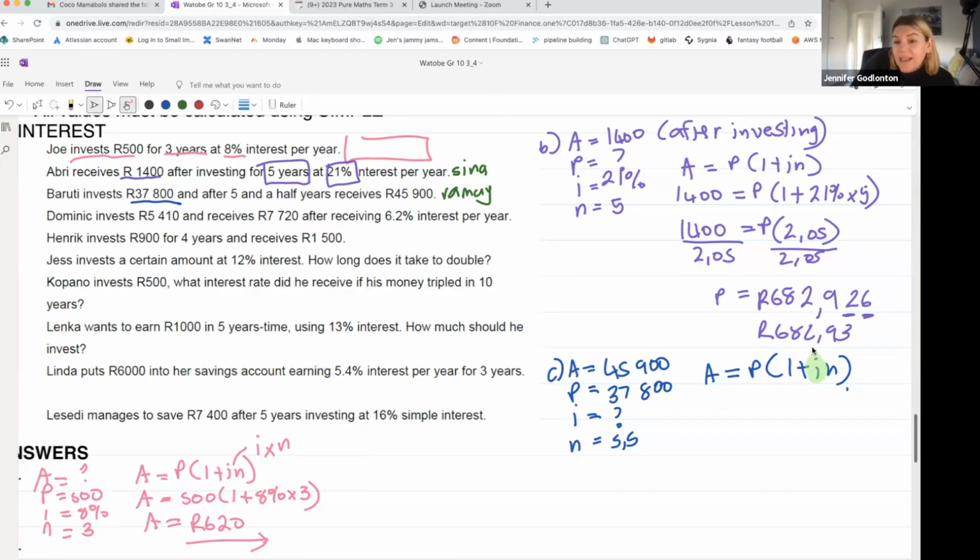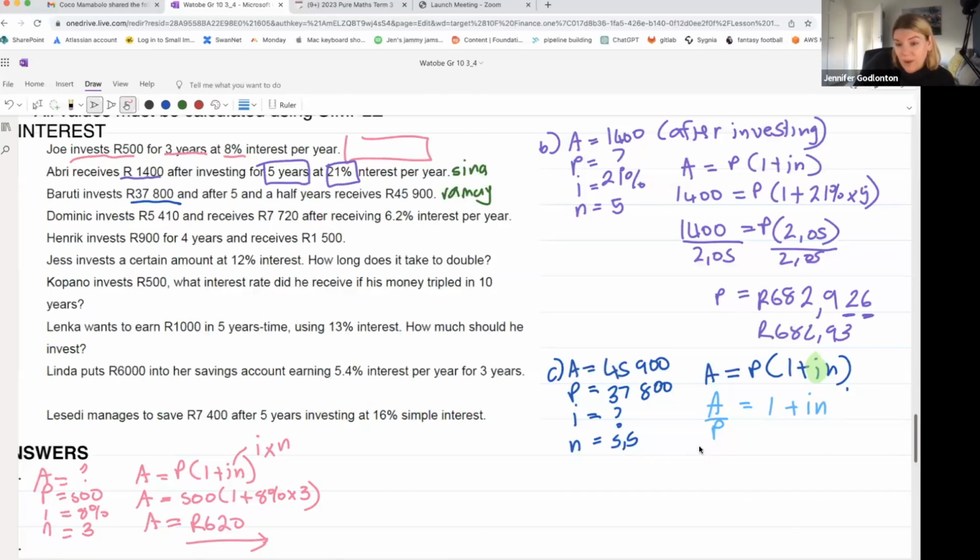Okay, we're trying to get I to be alone. I'm going to show you if we sort of do it first or if we put the numbers in. So don't panic. Let's first just look at this rearranging of this equation. First, I want to get P onto the other side, so I need to divide by P. Okay, so I'm going to have A over P is equal to 1 plus I times N.